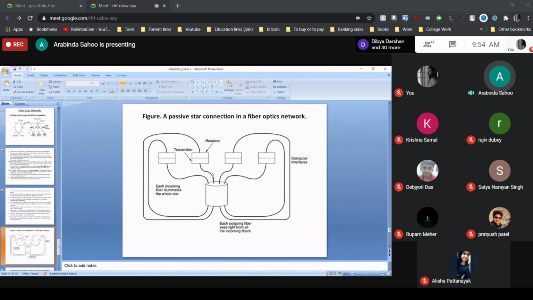All of you draw this diagram. In the next class, we'll discuss in detail this passive star connection and complete the fiber optic network. Then we will go for your wireless system. After that, I'll conduct your quiz as well as take the attendance. So all of you first draw this diagram.